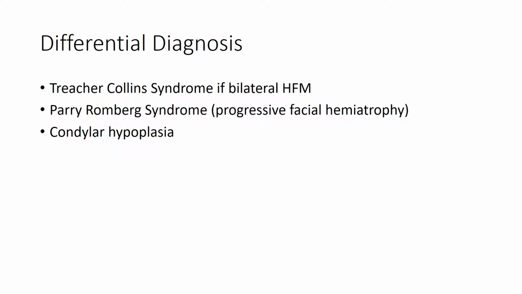Perry-Romberg syndrome, again, is not congenital. The history would distinguish this from hemifacial microsomia. Also, Perry-Romberg syndrome has intracranial manifestations, and hemifacial microsomia does not. Finally, condylar hypoplasia has many causes, but the most common is prior trauma. It's not congenital and does not have soft tissue deficits.